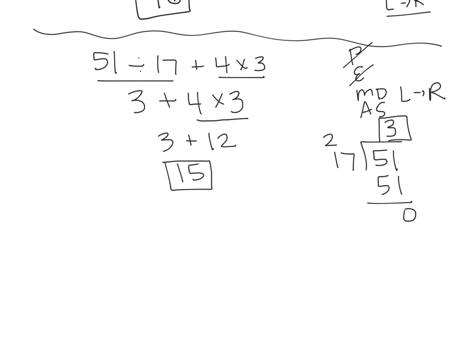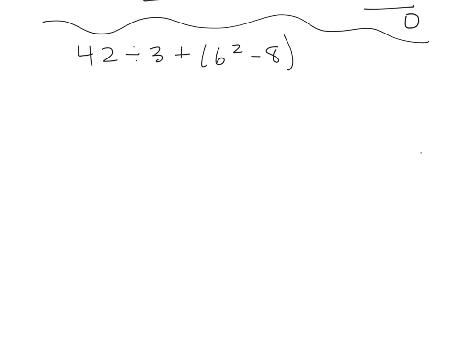And the answer would be 15. Okay, now this one, we do have parentheses, we do have exponents, we have some division, and we have add and subtract. So within parentheses, we still follow the order of operations, meaning we will do 6 squared first. 6 squared is 6 times 6, which is 36. Very good, Parker.